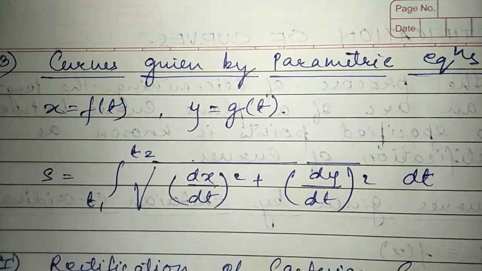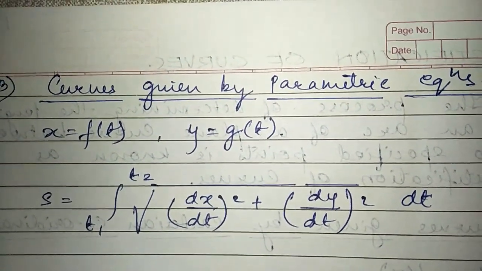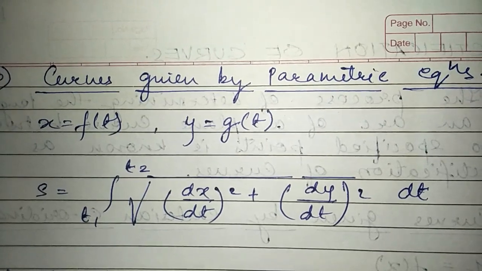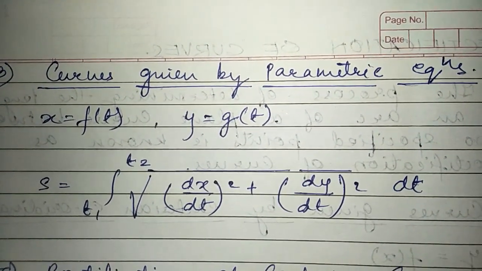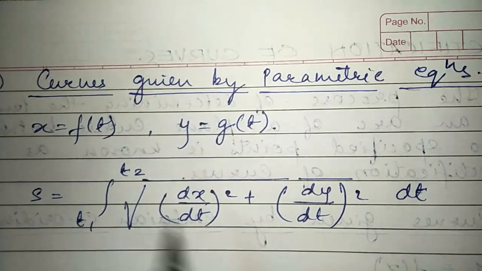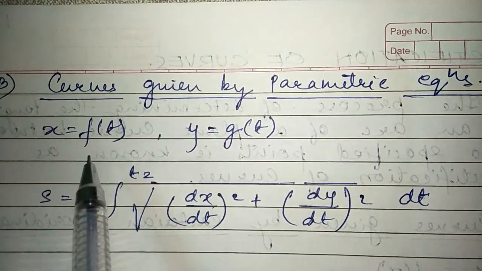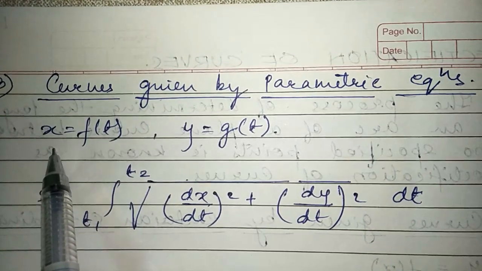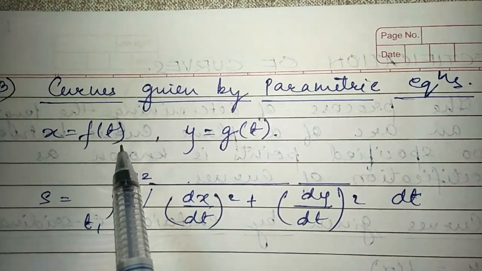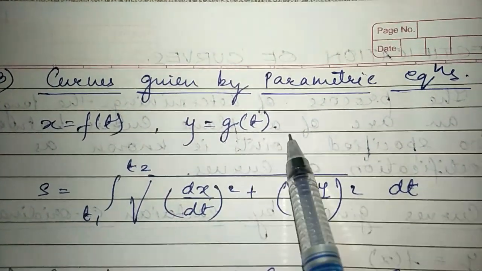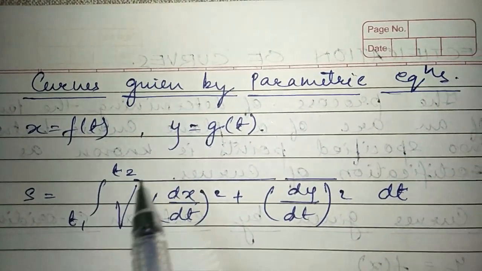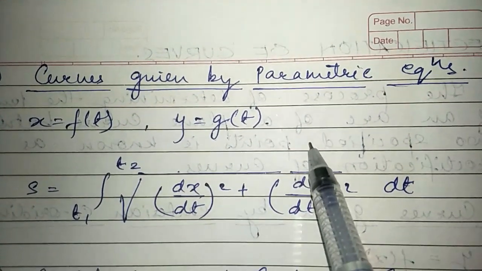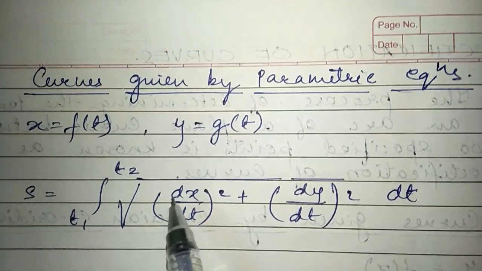Hello students, today in this video we will see the rectification of curves when the curves are given by parametric equations. Now if the equation of the curve given to us is in the form x is equal to f of t and y is equal to g of t, this is the equation of the curve. It is the parametric equation, or we can say this is a parametric curve.